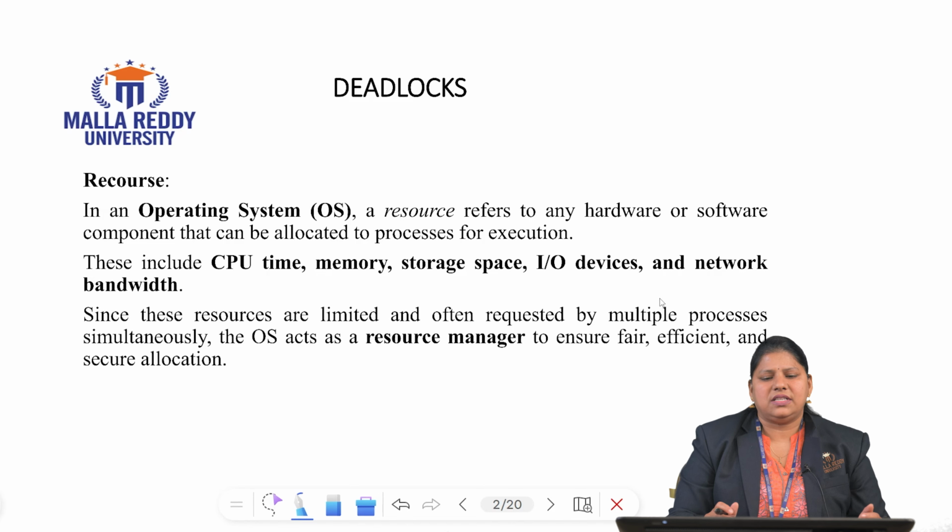These include CPU time, memory, storage space, I/O devices, and network bandwidth. Since the resources are limited and often requested by multiple processes simultaneously, the operating system acts as a resource manager to ensure fair, efficient, and secure allocation.